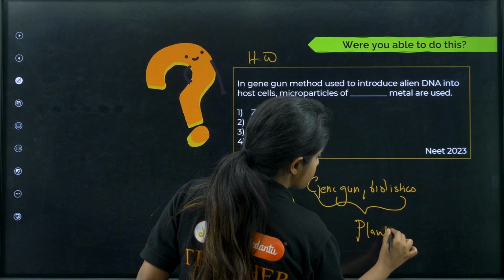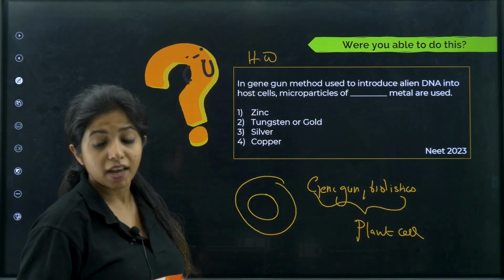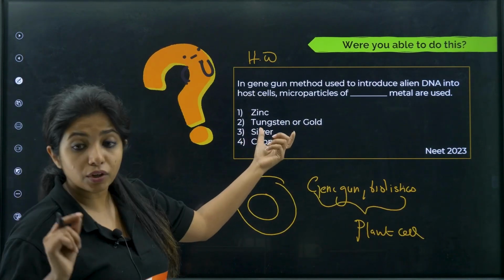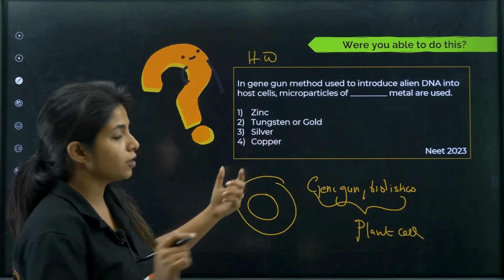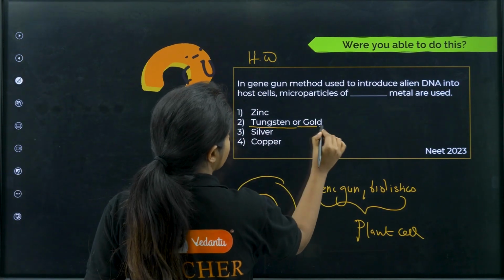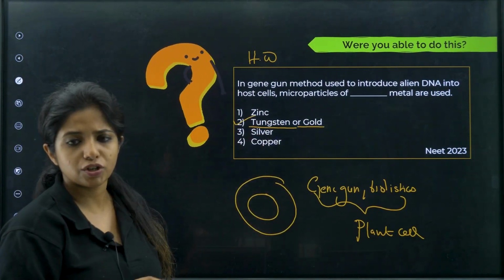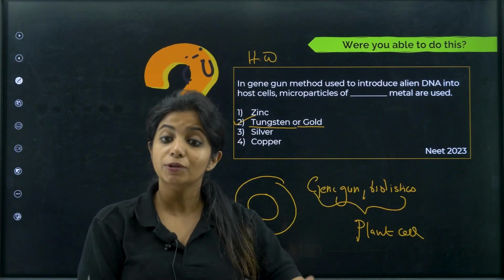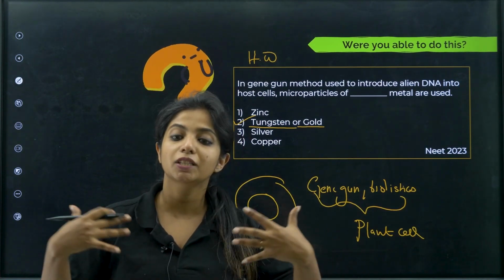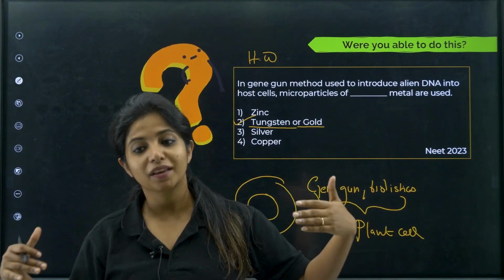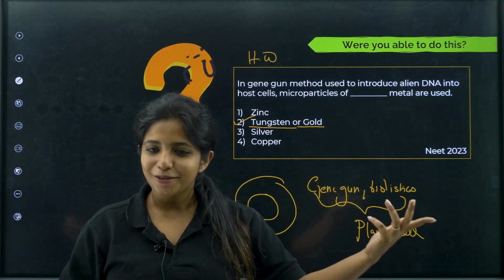That is a very important question that we did in the previous session. What is the microparticle made up of? Children, it is tungsten or gold. Please remember, it's a very easy question, it came in NEET 2023. It was being repeated, so we can expect something like this coming in the coming years as well.